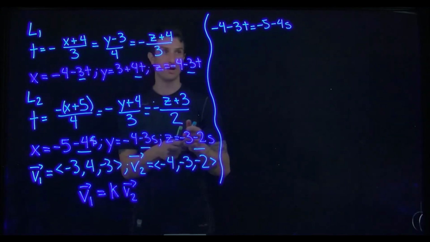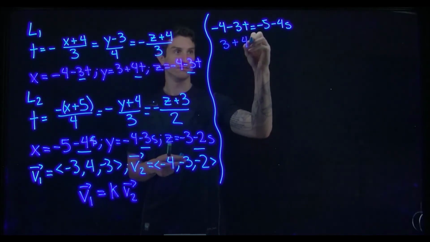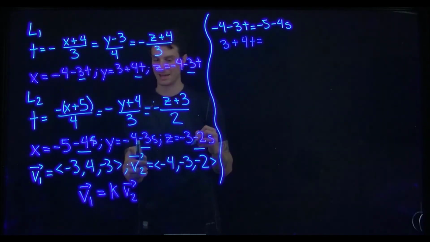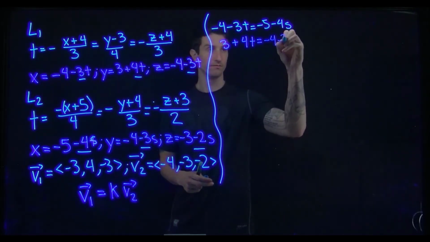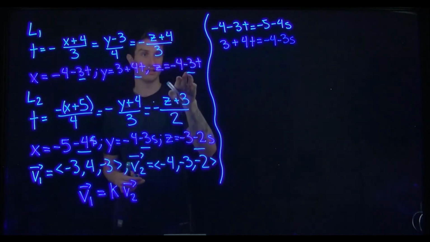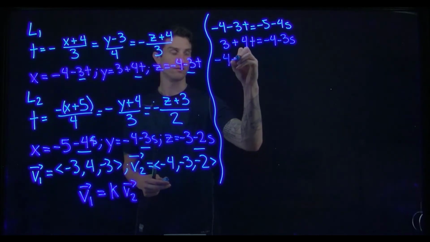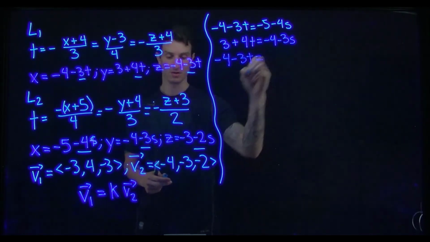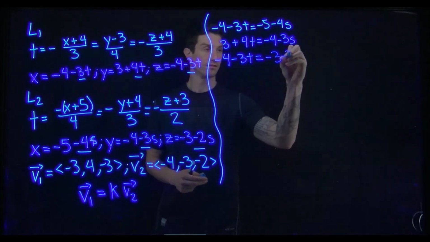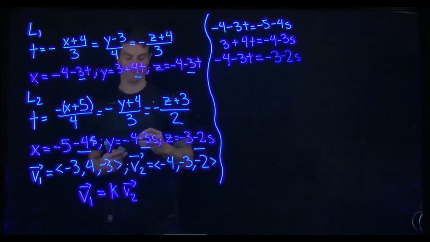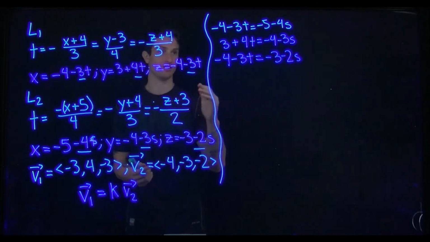We'll go with our next one, our y's. We have 3 plus 4t should be equal to our y down here, minus 4 minus 3s. And lastly, negative 4 minus 3t should be equal to negative 3 minus 2s. Okay. All right, so we've set up all of these equations.